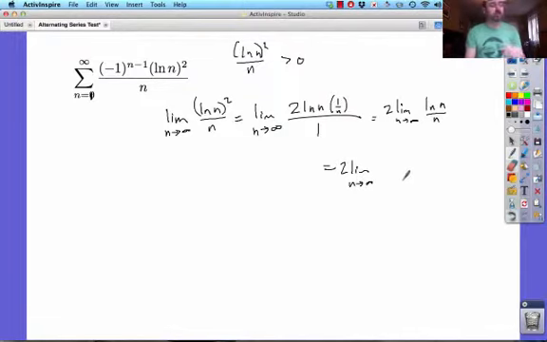L'Hopital's rule, remember, you don't use the quotient rule. You take the derivative of the numerator divided by the derivative of the denominator. And this goes to 0. So good, that checks out. Sweet. It's positive, the limit goes to 0.